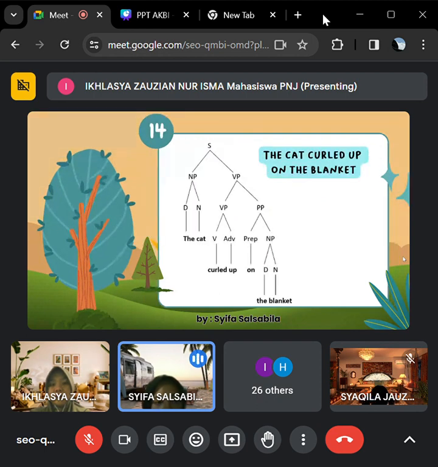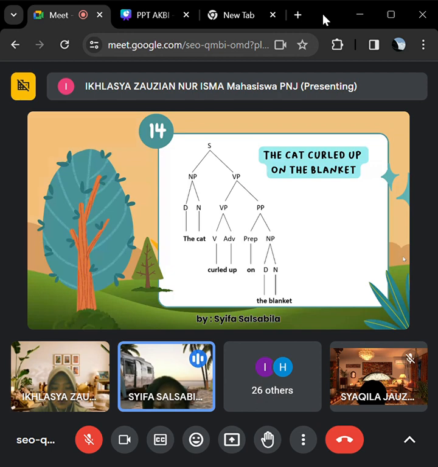Next. The cat curled up on the blanket. The is a determiner. Cat is a noun. The cat is a noun phrase. Curled is a verb. Up is an adverb. Curled up is a verb phrase. On is a preposition. The is a determiner. Blanket is a noun.